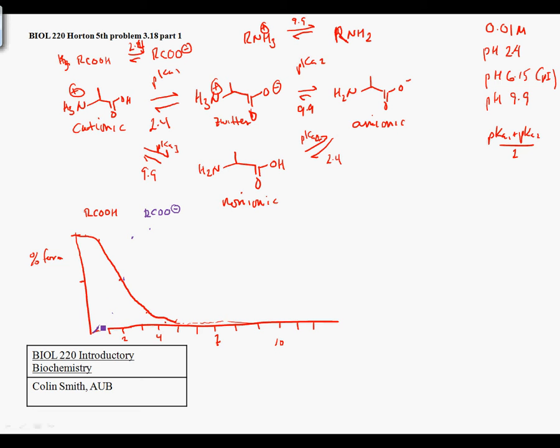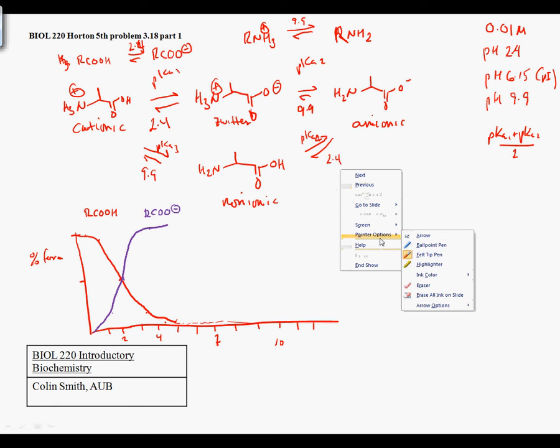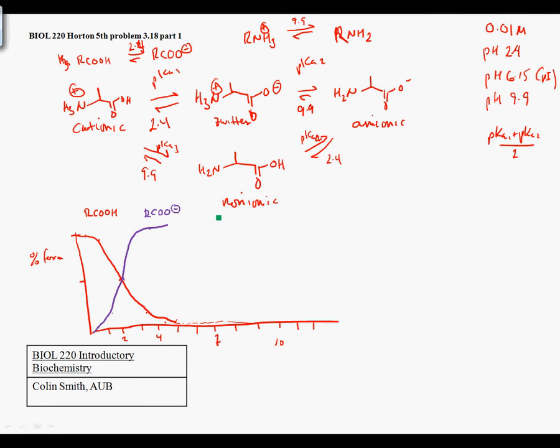And so its concentration as a proportion of total carboxylic and carboxylate is going to go up like this. So as the pH changes, the proportion of carboxylic acid versus carboxylate is going to change like this. Likewise, I can do that again. I'm going to change ink color again to something, let's say, a little bit green. And let's do the same thing now with the other group.